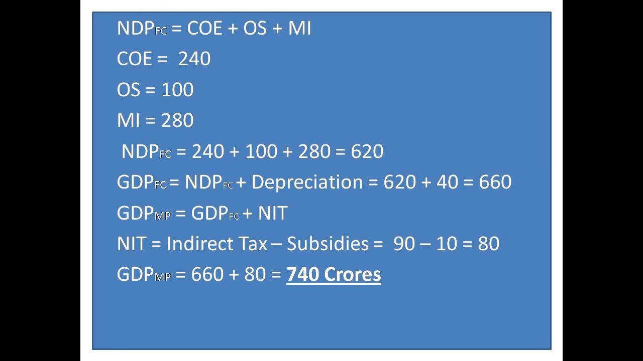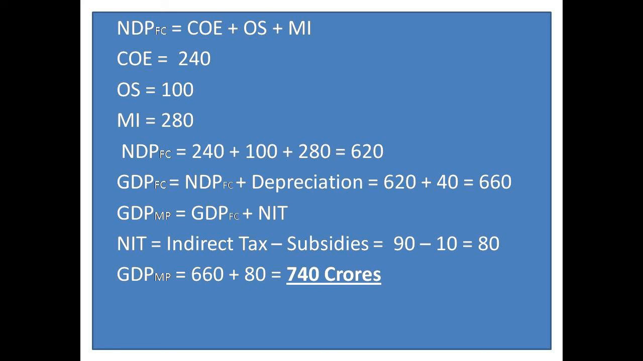From GDPFC we can calculate GDPMP. How? By adding NIT. So GDPFC plus NIT is equal to GDPMP. NIT is not directly given, but they have given indirect tax and subsidies. Find out the difference between indirect tax and subsidies. Indirect tax 90, subsidies 10, so NIT is 80. So GDPMP is GDPFC, that is 660, plus NIT, that is 80. So 660 plus 80 we get 740 crores. So 740 crores is actually GDPMP.